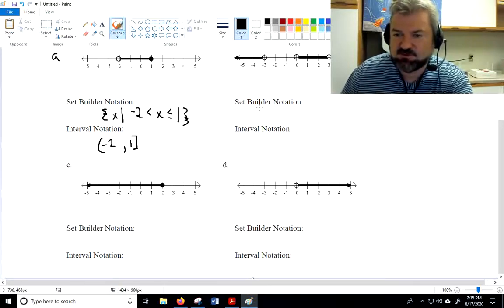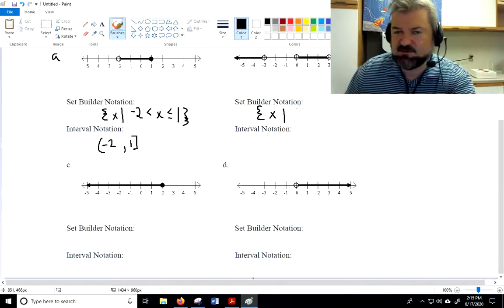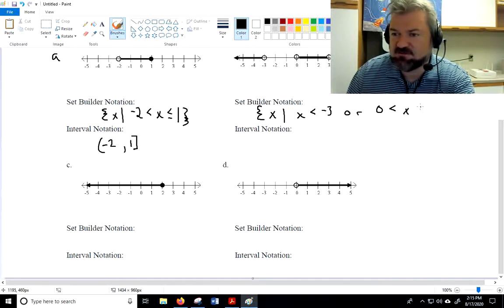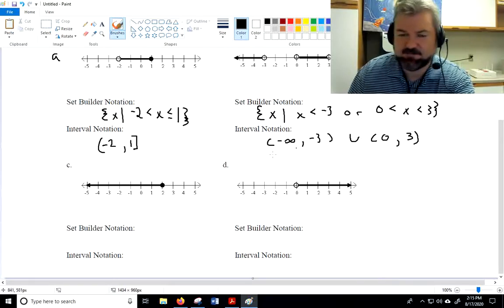All right, on this one here, you should have said the set of x's, and you could really use any letter besides x, but since it's going horizontally, it makes sense to use x, right? Set x is less than -3, or 0 is less than x is less than 3. In interval notation, we're coming from -infinity to -3, union 0 to +3.